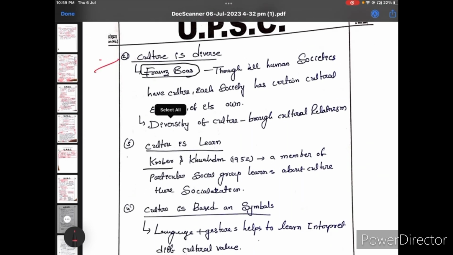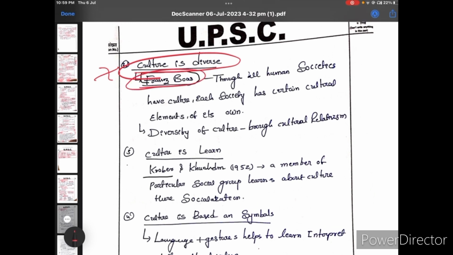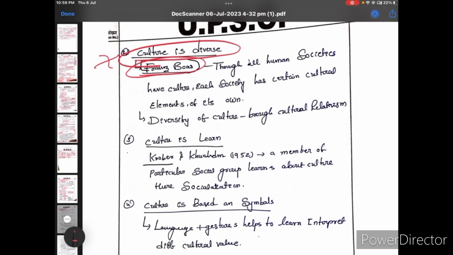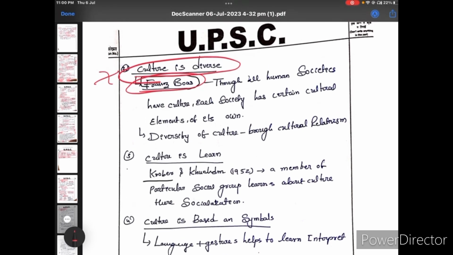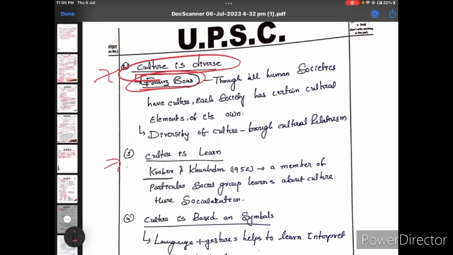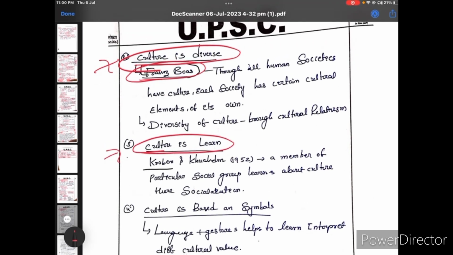Next, culture is diverse. So here I use the French bias view. You can also use any anthropologist's view if it is related to this. Okay. Next, culture is learned. Why is culture diverse? Because there is diversity in society. See here, all human societies have culture. Each society has certain cultural elements of its own.